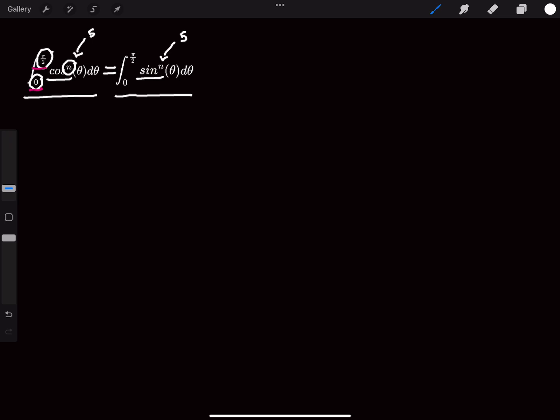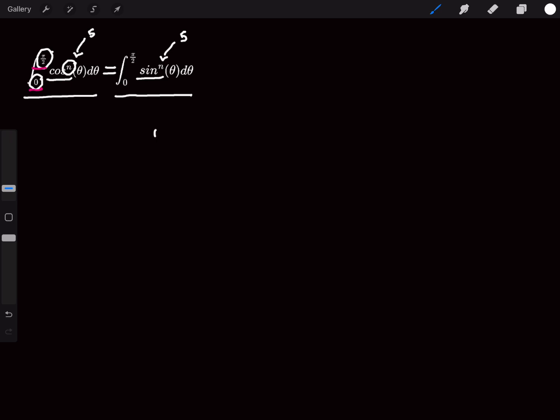Okay, so although the sine or cosine doesn't matter, the parity of n does. So the Wallis formula has two cases, one for even numbers and one for odd numbers. And both cases are extremely similar. They only differ by one factor. So let me show you.